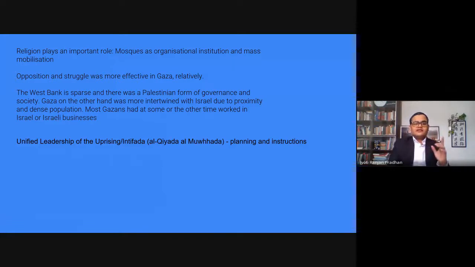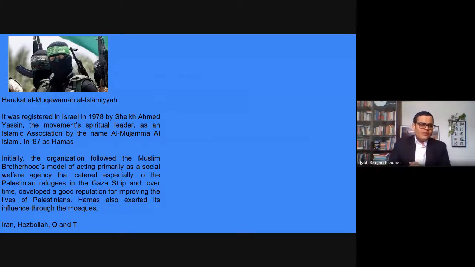Now Hamas, if you might remember, I had mentioned the Muslim Brotherhood 10, 20 slides ago. Hamas is the local branch of the Muslim Brotherhood in the Gaza Strip. The full form of Hamas is Harkat al-Muqawama al-Islamiyah. It is basically a theocratic system that they believe in. But does Hamas just suddenly come into existence in 87?